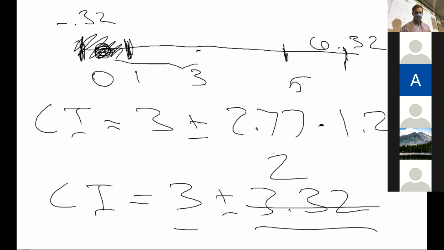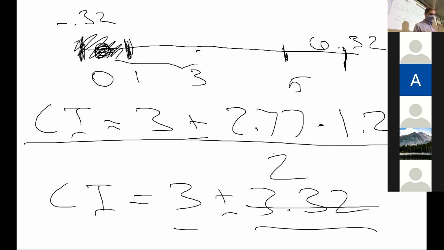How do you put that in your calculator? I understand what you're doing, but I don't know how to put the 3 and the plus or minus 2.77 in my calculator. You'd have to do them as two different equations. Like you do 3 plus the 3.2 equals that answer, then 3 minus 3.2.